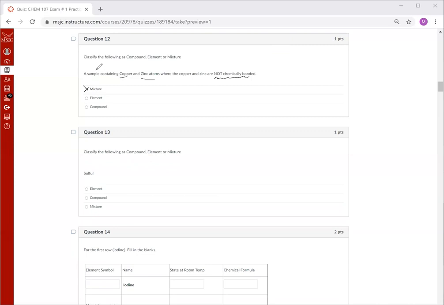Perfect. And now for the last classification example, we'll classify the following as a compound, element, or mixture. So looking at sulfur, it's definitely an element. If you're writing out the formula for sulfur, it would be S8 solid. Do these examples make sense to everyone? Yes. Perfect. So let's clear and let's keep going.